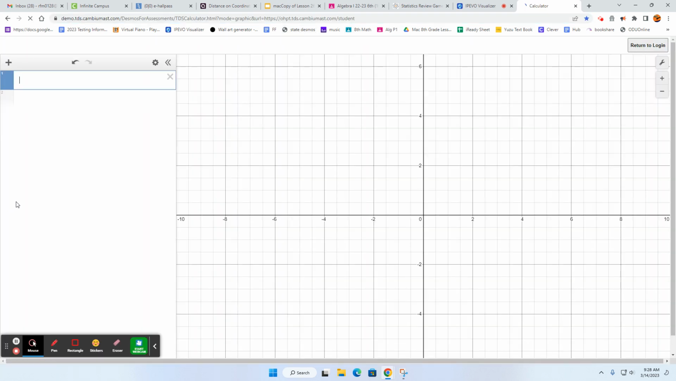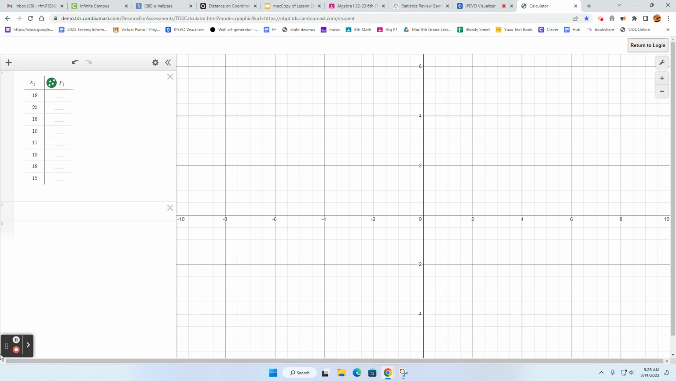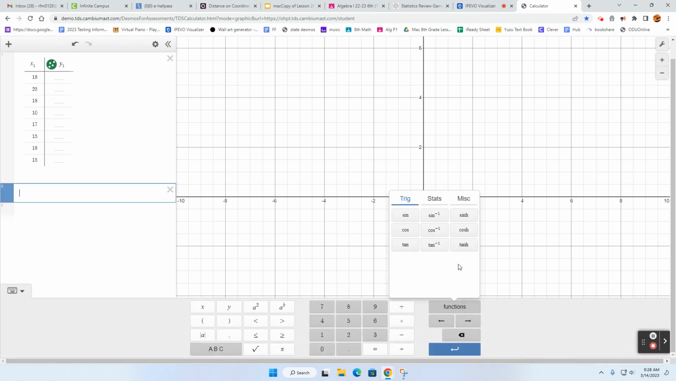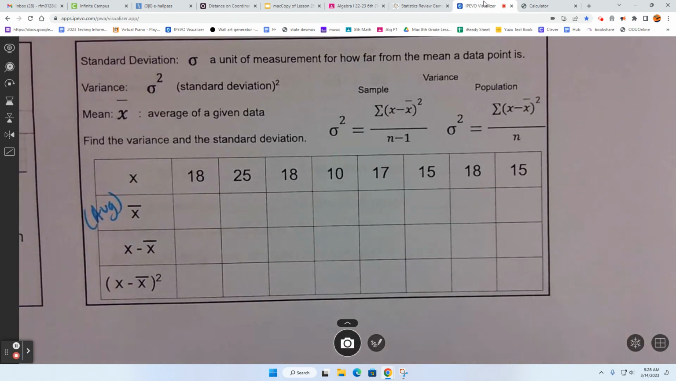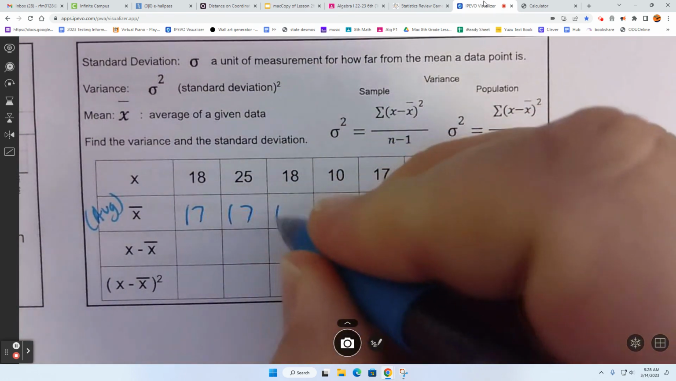I'm going to use the stats calculator, which pretty much has almost every other feature. And I really hope at this point we're all really good at using this. 18, 25, 18, 10, 17, 15, 18, 15. Did I miss any points? So I need to know the average, also called the mean. So I go down here and I click on that function and I click on stats and I need to know mean of X1. And it tells me it's 17. So that means for all of these points, it's 17.